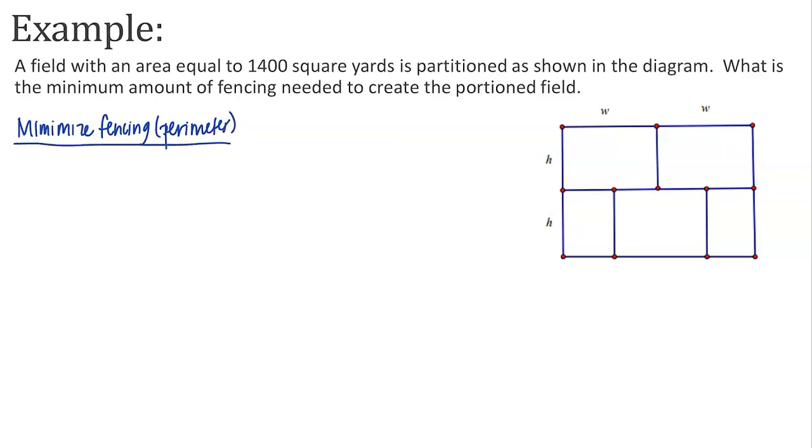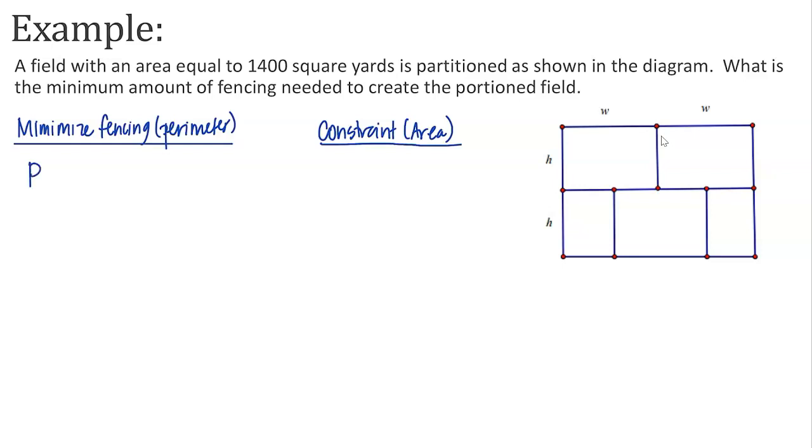It's not exactly perimeter in the way we would traditionally think about it, because that would mean just the outsides, but we really mean all of these pieces of fencing here. So we're minimizing fencing or perimeter, and we have information about the total area. So the area has to be 1,400 square yards, and so that's our constraint. We're trying to minimize the amount of fencing, but we have to create this field with 1,400 square yards total. So let's go ahead and write an equation for the perimeter using the given variables that are involved in the diagram.